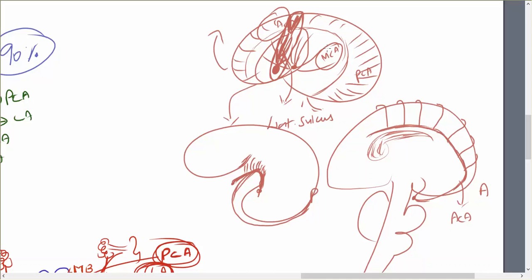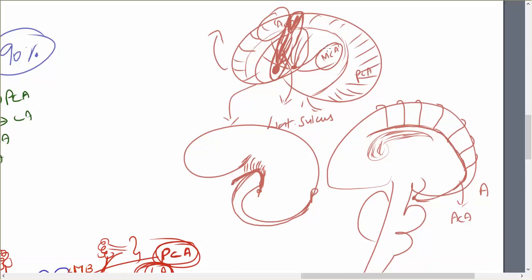For example, if the person's left sided leg is weak or paralyzed, then the right sided brain is affected. And which part of the circulation is involved? Anterior circulation is involved. Anterior cerebral artery is involved, because both legs are affected. If both hands and body are affected, then the middle cerebral artery is involved.